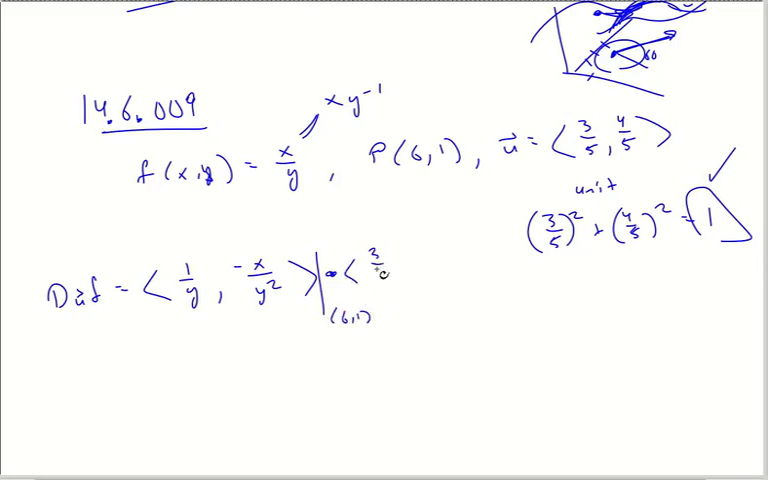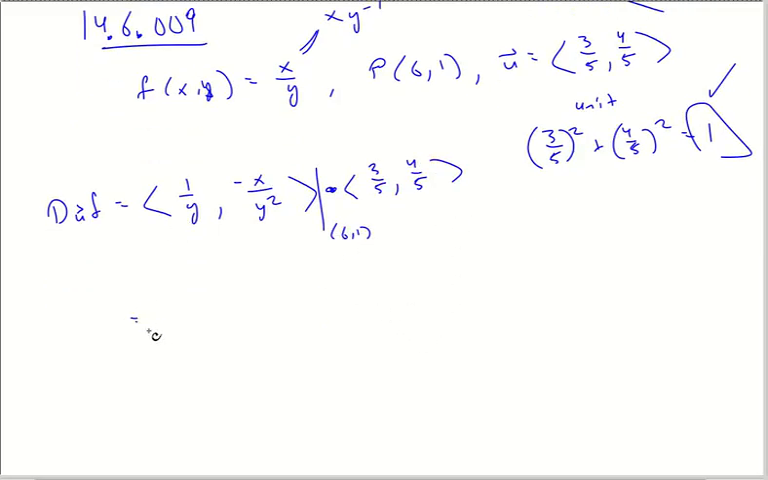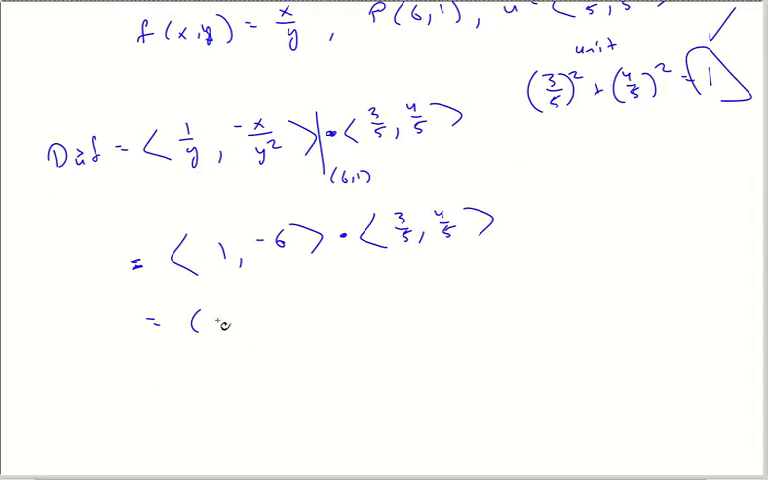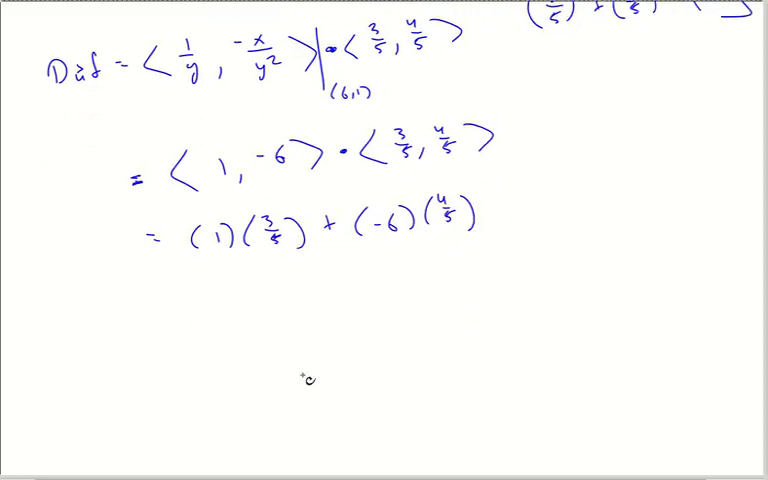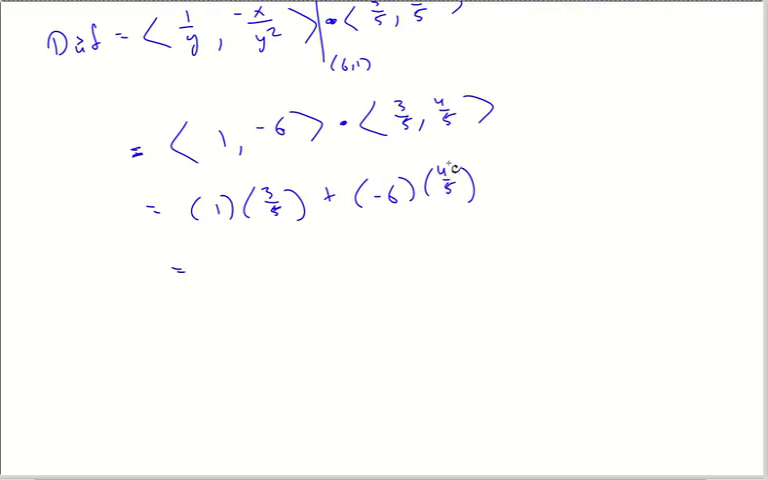Dot, and then we would have 3 over 5, 4 over 5. Let me go ahead and plug in those numbers there. And so 1 over 1 is a 1. Here we got negative 6 over 1 is just negative 6. And then, of course, dot product, 1 times 3/5. I guess it could be minus technically. There we go. So we got 3/5, and then we got negative 24/5. So in the end, I'm pretty sure negative 21/5.